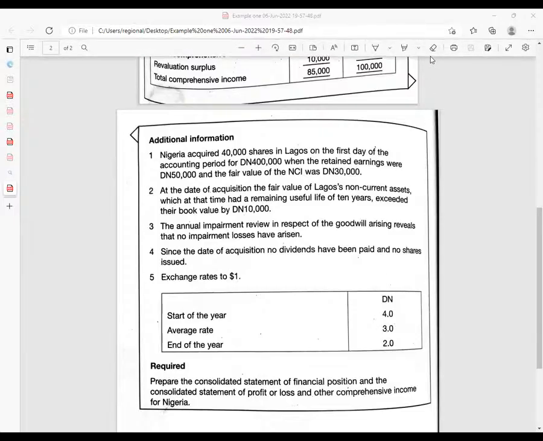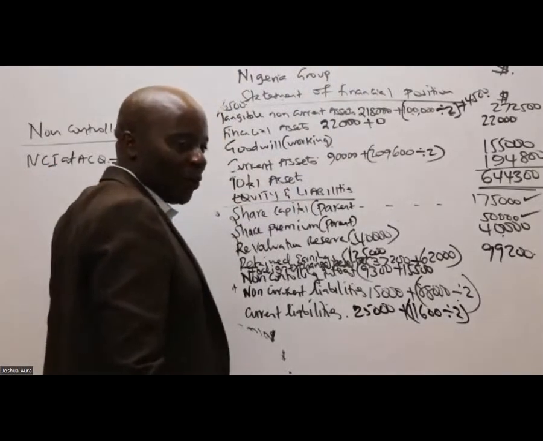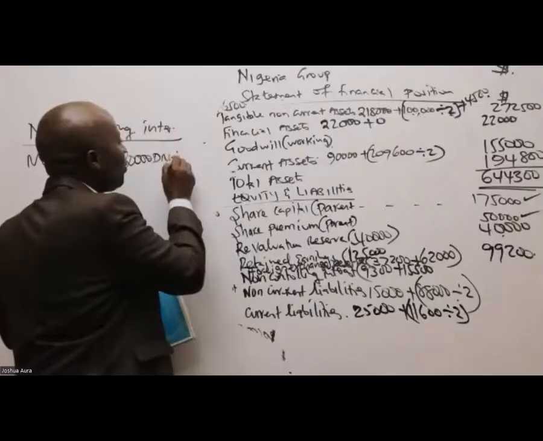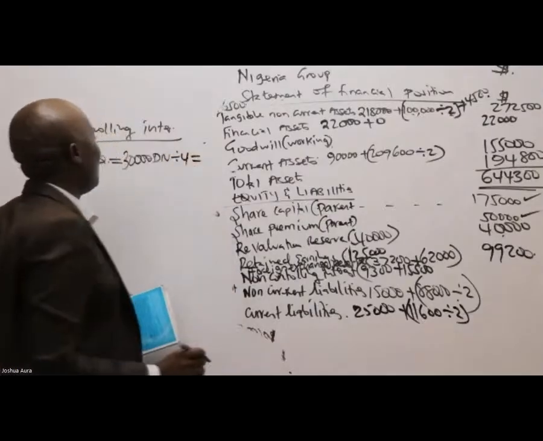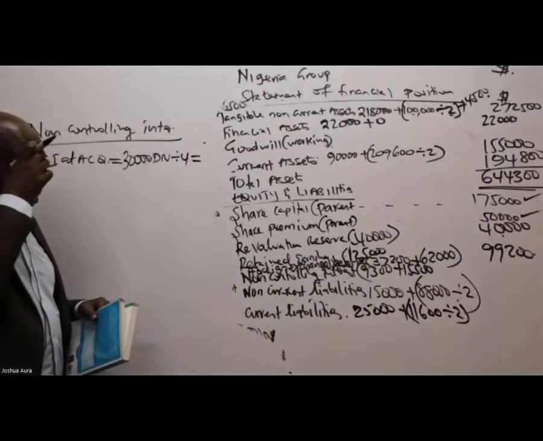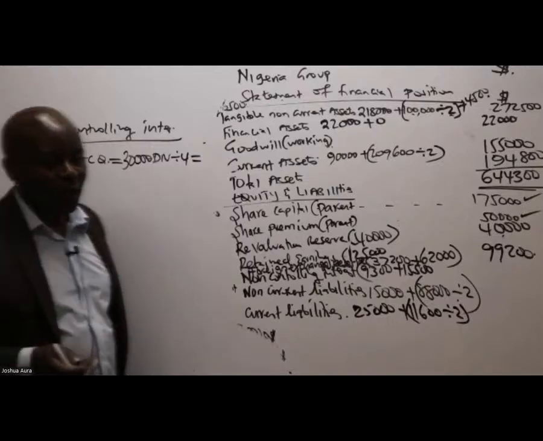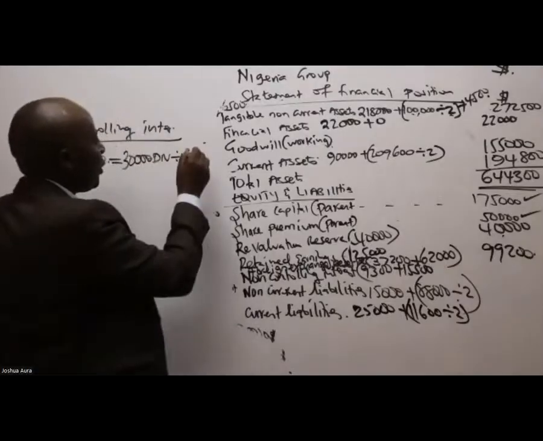Why am I saying that? Because you can even see here we are saying NCI at acquisition at 4. So come and divide this with 4. Could you kindly give me this figure? Yes, right. So 7,500. Thank you very much.